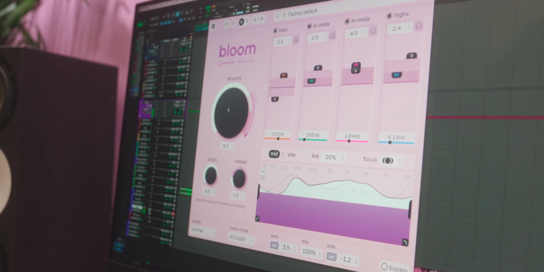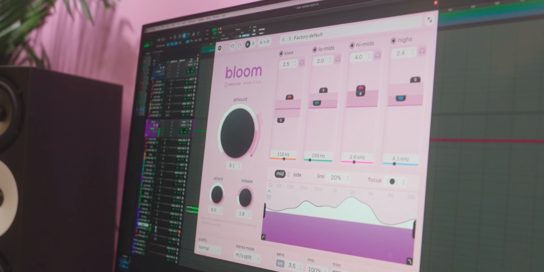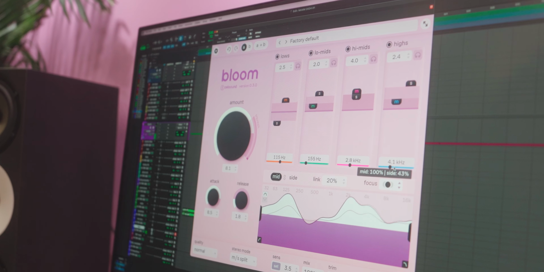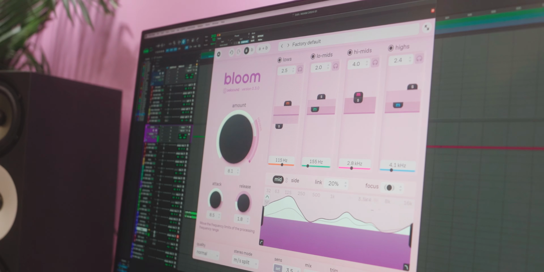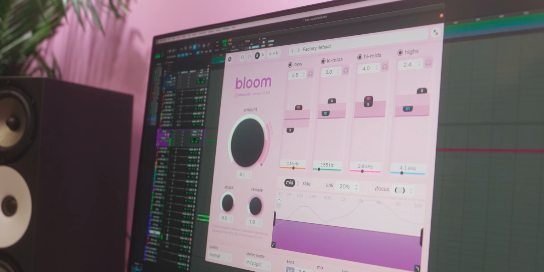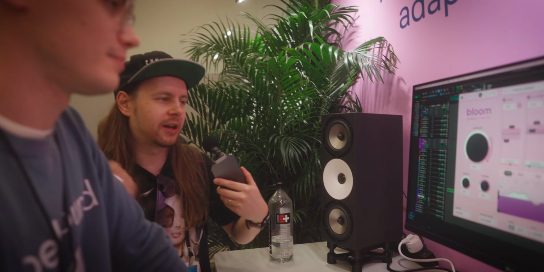So now I have 8.1 on both sides. Now I have 8.1 on the mid, I have 0 on the side, right? Now I have 50% on the side. And I can go full side. Now I only have amount on the side channel. Now I only have amount on the mid channel. That's actually a perfect answer to my question because I personally missed that.